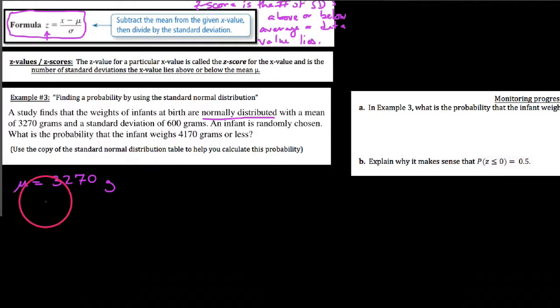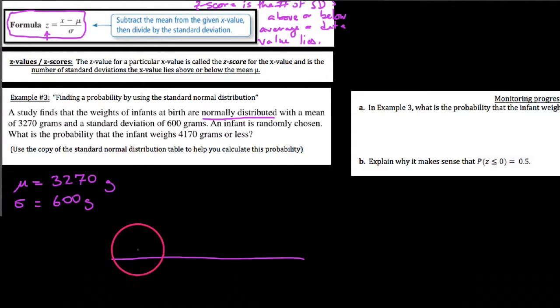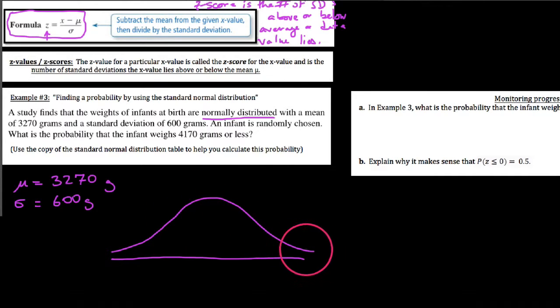Now, they also tell us that the average spread away from this average is give or take 600 grams here. So the question is, if an infant is randomly chosen, what is the probability that the infant weighs 4,170 grams or less? Okay, so what we're going to start by doing is sketching our curve here. Okay, and our curve looks like this, our normal curve. And what we're assuming is that our average is in the middle here.